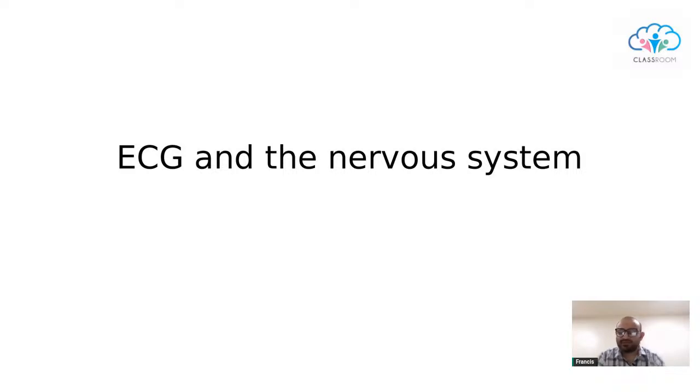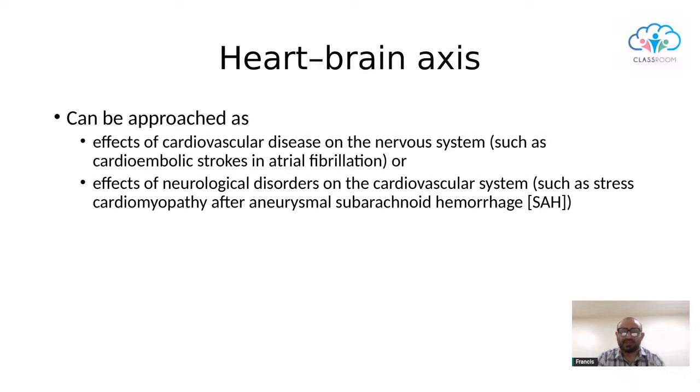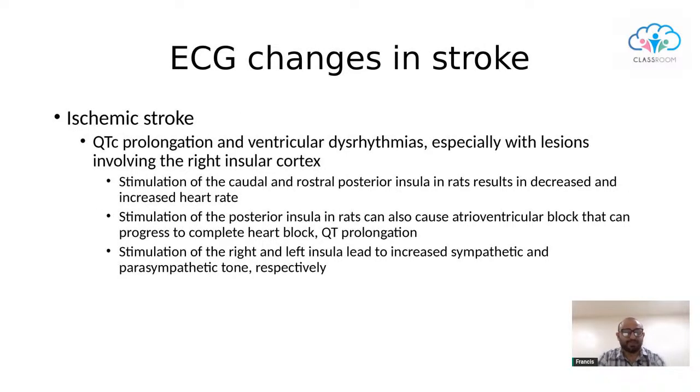So I'll come now to the crux of the topic, which is ECG specifically in neurological disorders. The heart-brain axis can be approached as either effects of cardiovascular disease on the nervous system, such as cardioembolic strokes and atrial fibrillation, or as effects of neurological disorders on the cardiovascular system, such as stress cardiomyopathy after aneurysmal SAH.